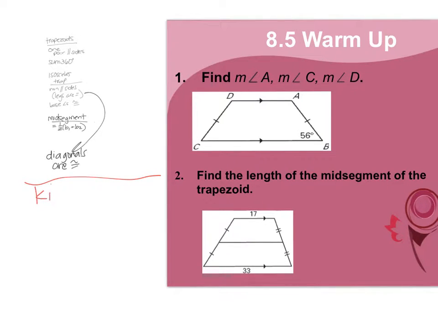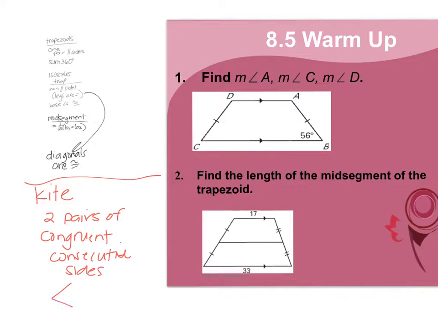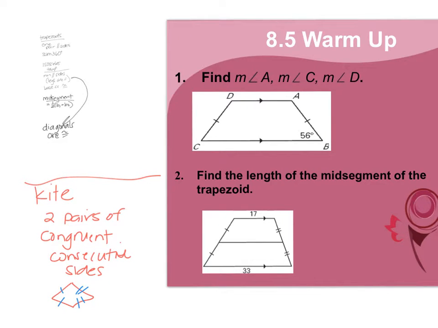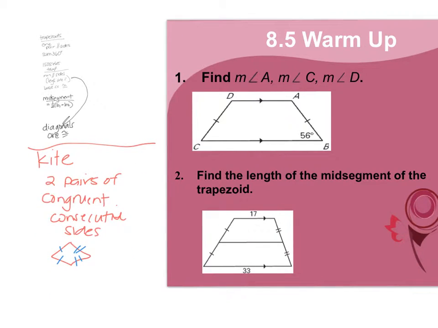A kite. So the kite has 2 pairs of congruent sides, but they are consecutive. So this and this and this and this, okay? Not opposite like in a parallelogram. So this time they're consecutive. And then what else did we learn about the properties of a kite?